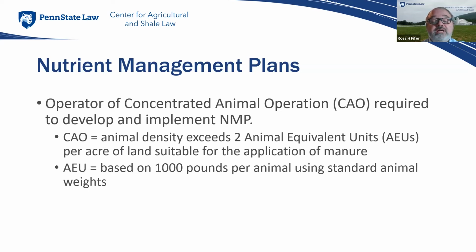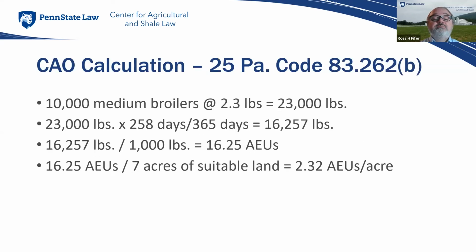So on the next slide, I'll go through an example, but we're looking at animal density and we're looking at the available land. And this animal equivalent unit is basically 1,000 pounds of animal weight. So if the animal density exceeds roughly 2,000 pounds of animal weight per acre of land, then the farm is considered to be a CAO. And this is an example that comes right out of the Pennsylvania Code.